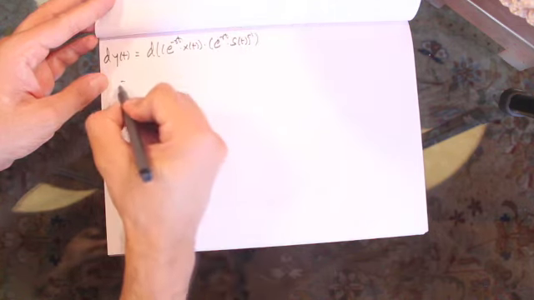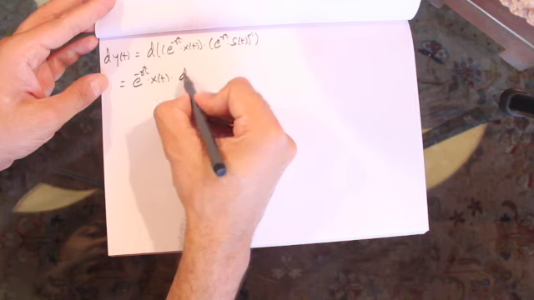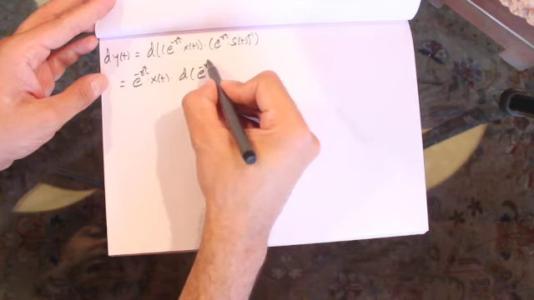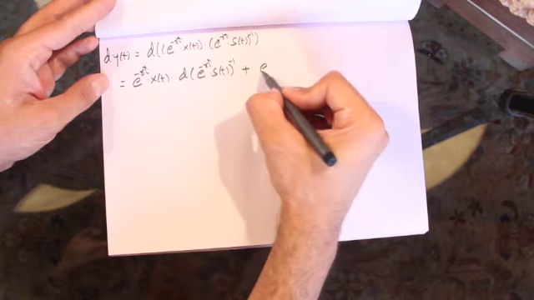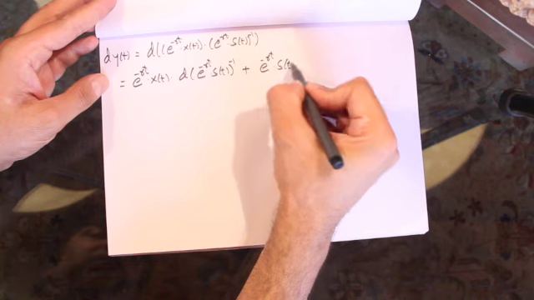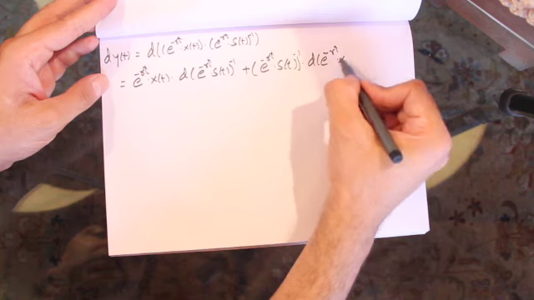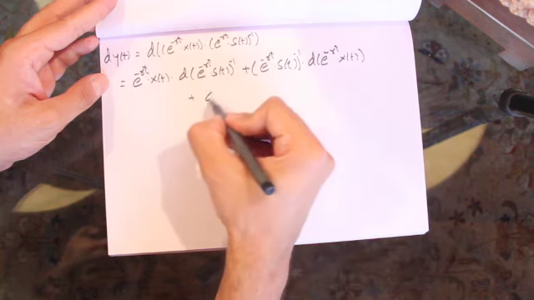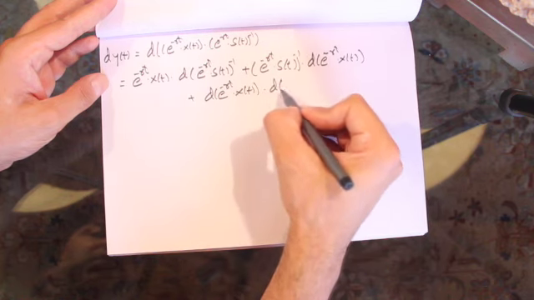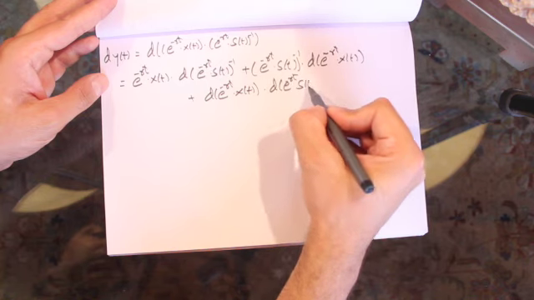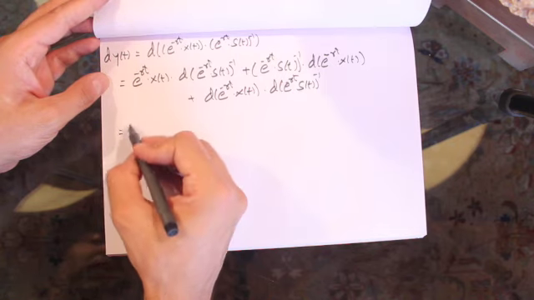This is nothing but e to the power of minus RT x of t times d of e to the power of minus RT s of t to the minus 1, plus e to the power of minus RT s of t to the minus 1 times d of e to the power of minus RT x of t, plus d of e to the power of minus RT x of t times d of e to the minus RT s of t. Okay, so I'm just applying Ito's formula. Now let's substitute all the values here.